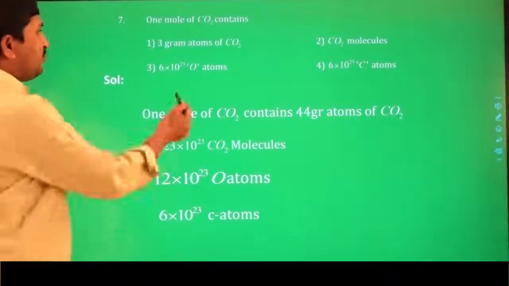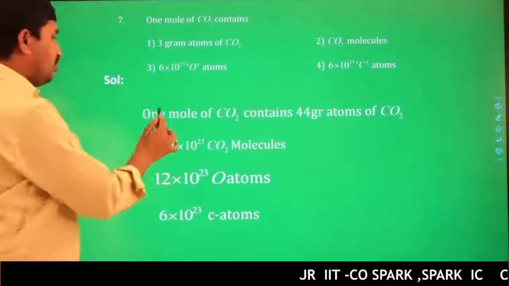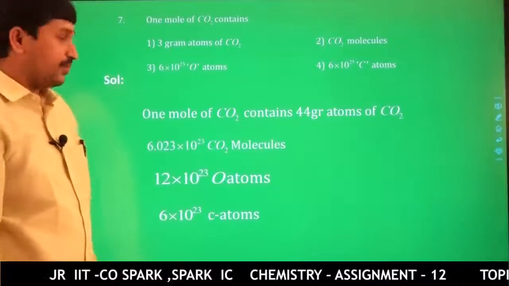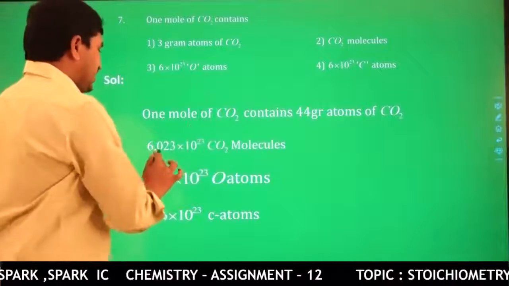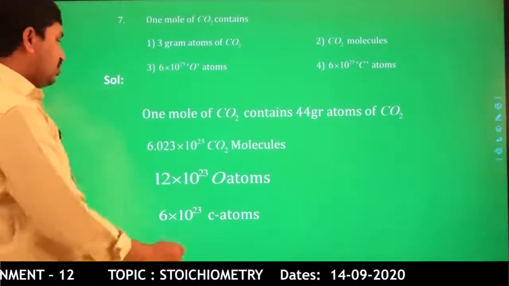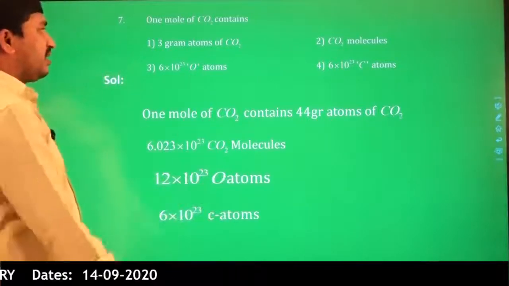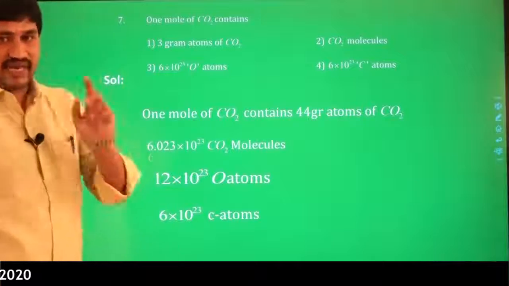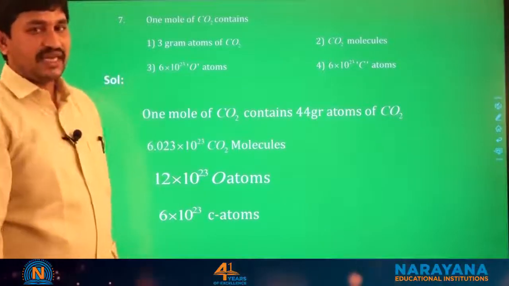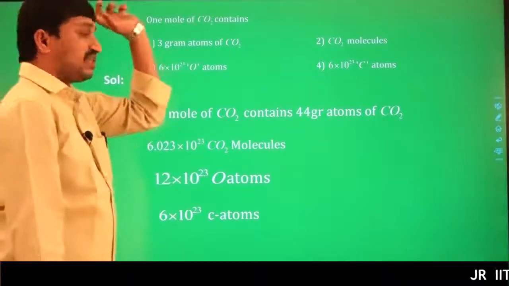Once you check it, 1 mole of CO2 is equal to its gram molecular weight, 44 grams of CO2. It is also taken as 6.023 into 10 power 23 molecules of CO2. So, it is also equal to 12 into 10 power 23 oxygen atoms, because in CO2 there are 2 oxygen atoms. Under STP condition 6 into 10 power 23 oxygen atoms is taken as 1 mole. 2 into 6 into 10 power 23 oxygen atoms are present in CO2.